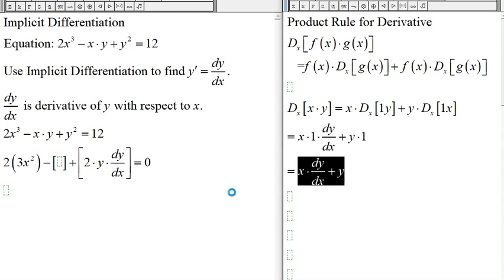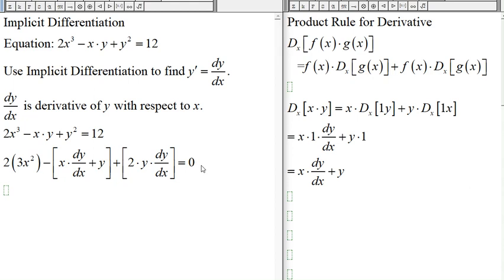Now come back over here, and that's what we put in here. So all of this becomes 6x^2, minus, and notice that we have a minus right here, so it becomes minus x dy/dx, and then we have a minus here and a y in here, so that makes it minus y, and then plus 2y times dy/dx.